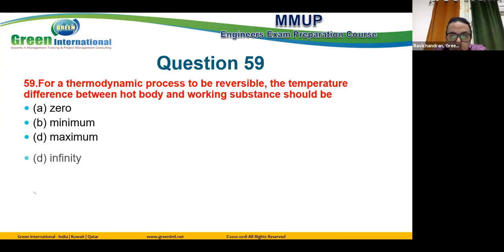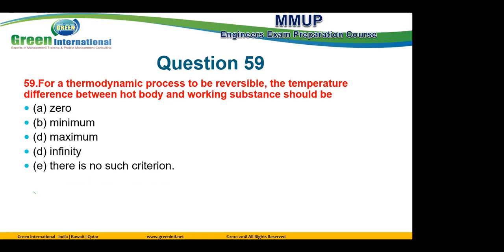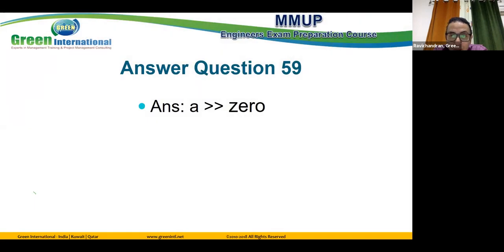For a thermodynamic process to be reversible, the temperature difference between the hot body and the working substance should be what? Reversible means it comes back to the original state, so the difference is 0.